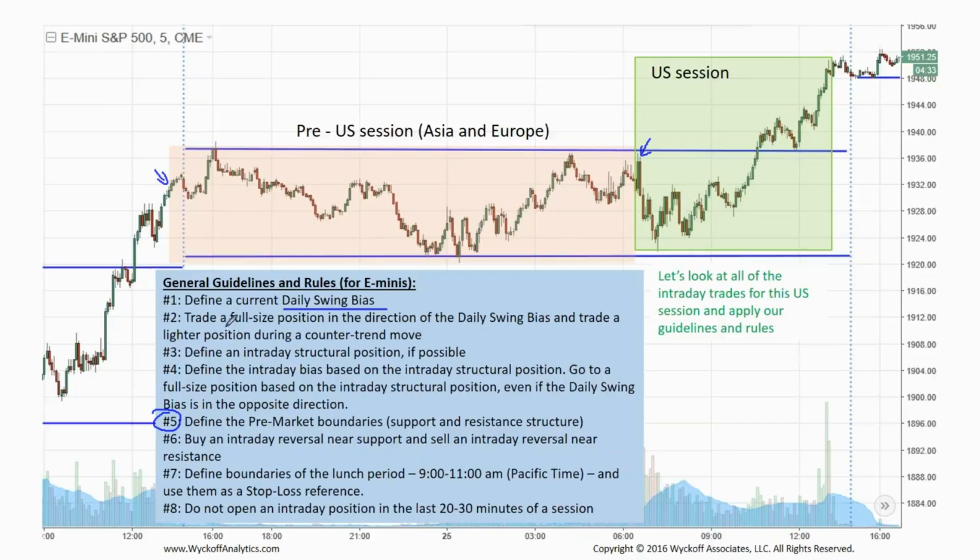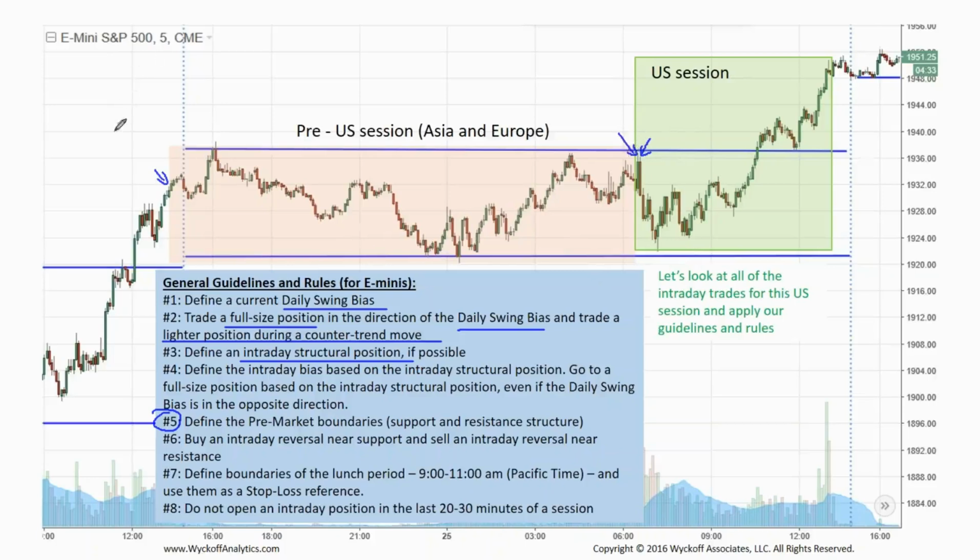And I want to trade a full size position in the direction of that swing and maybe a lighter position size in the counter trend moves. I also want to understand an intraday structural position, and based on that, my bias might change. So what do I mean by that? For instance, there is an attempt to upthrust here.